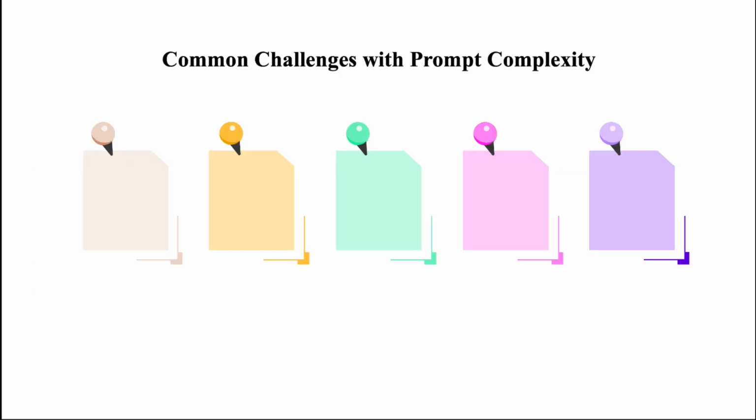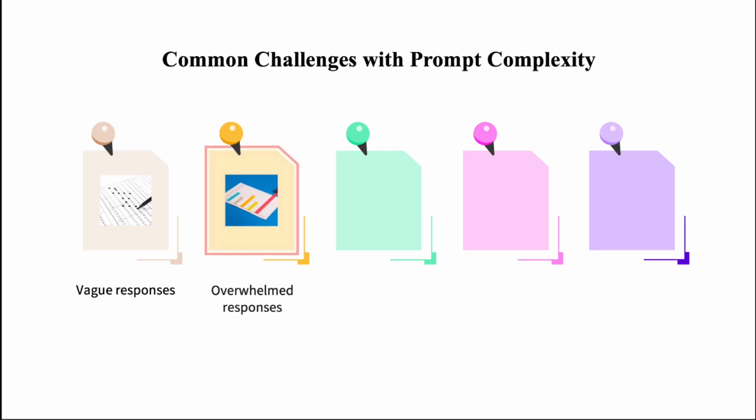Common challenges with prompt complexity. When working with AI assistants, prompt complexity can create challenges that reduce response quality. Let's look at a few main challenges. First, vague responses. Low prompt complexity often leads to generic or overly broad answers because the AI assistant lacks sufficient guidance and context to provide specific relevant information.